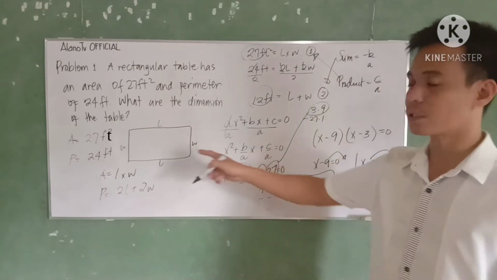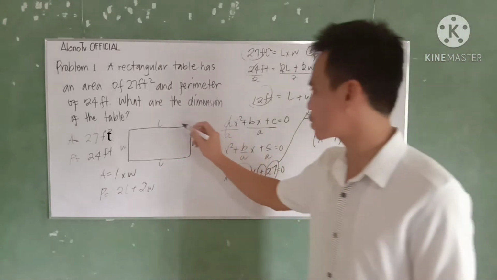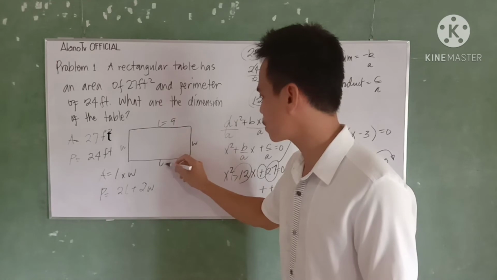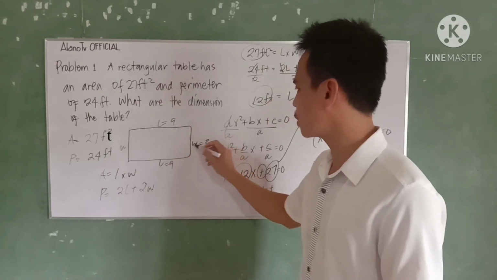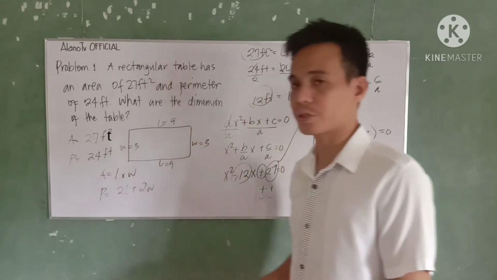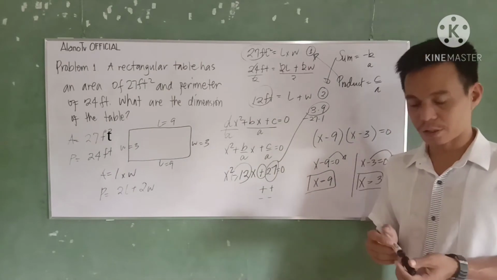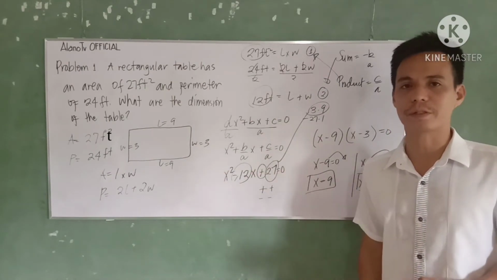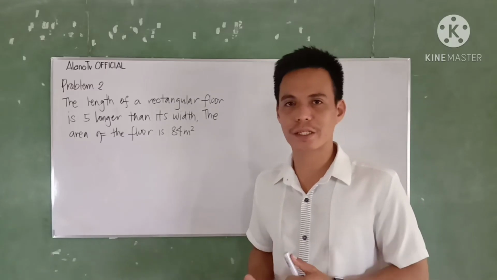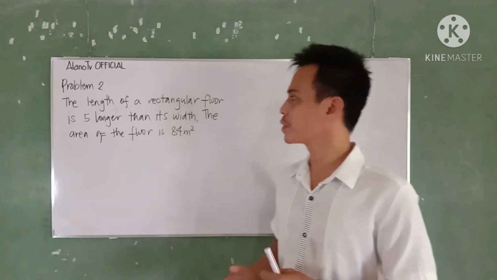So therefore, relating to our table, yung length is mas mahaba, so this is 9, and our width is equal to 3. So there we have it, guys, the answers for our first problem. Let's try example number 2.